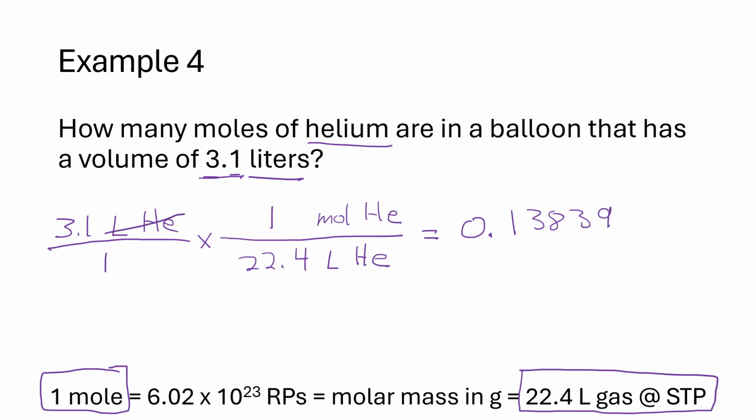For units, the liters of helium have canceled out, and that's going to leave moles of helium. As far as significant figures go, that 3.1 has a grand total of 2 significant figures, which is our smallest, so we're going to round that to 0.14 moles of helium.